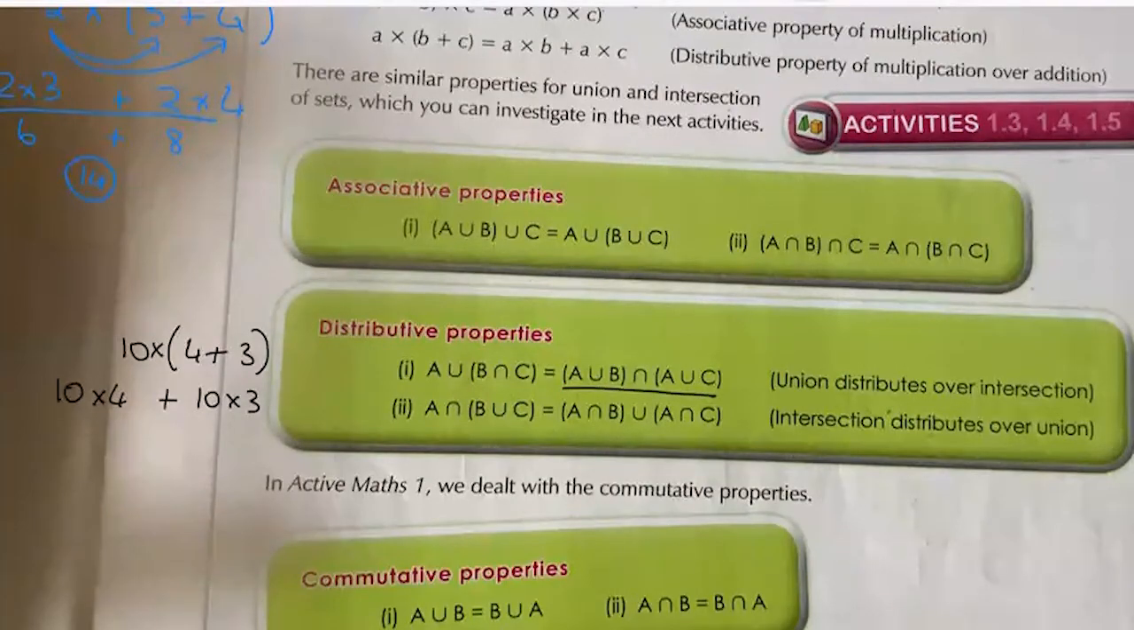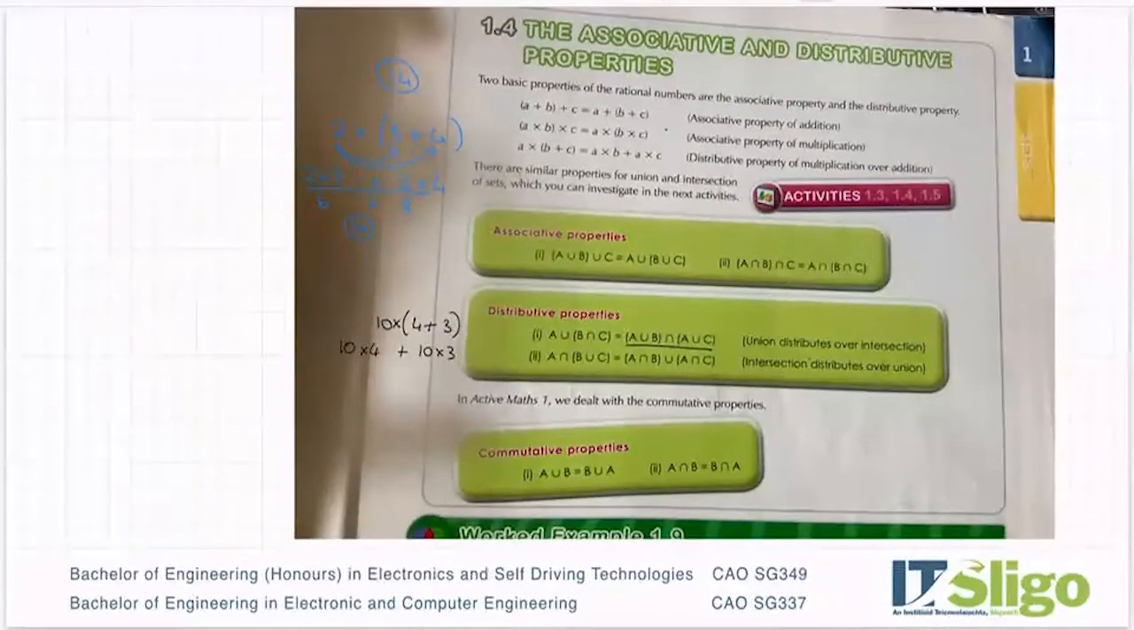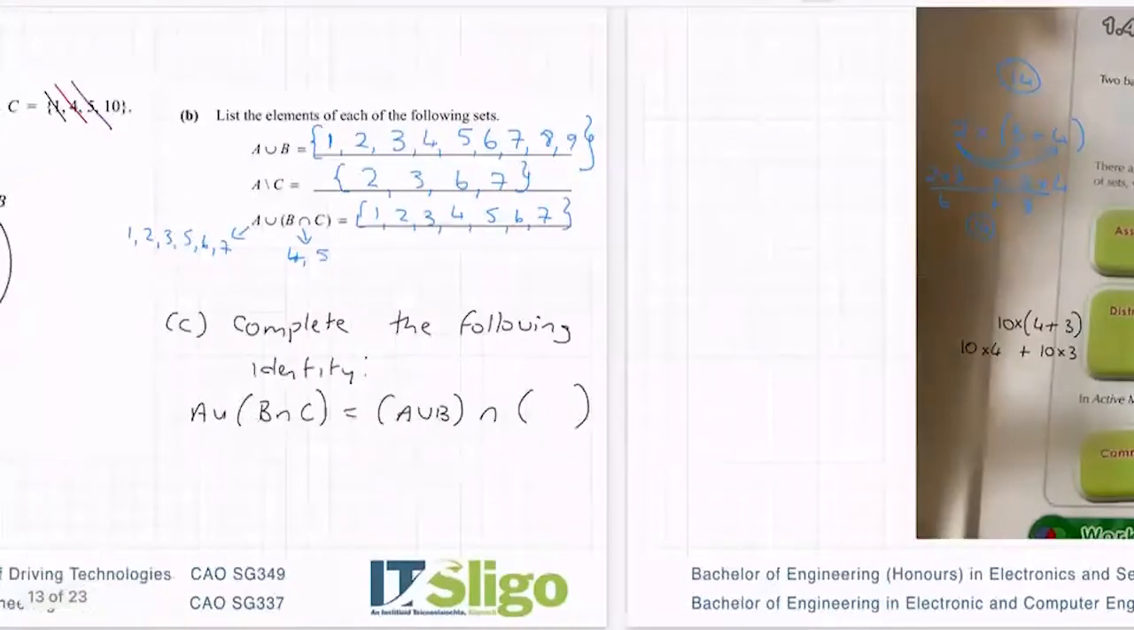And then you can also do it for the intersections. Again, multiply out the bracket. A intersection B union C is the same as A intersection B unioned with A intersection C. Have a look at that in your book. You'll see a section in every book on this in the higher level sets section.